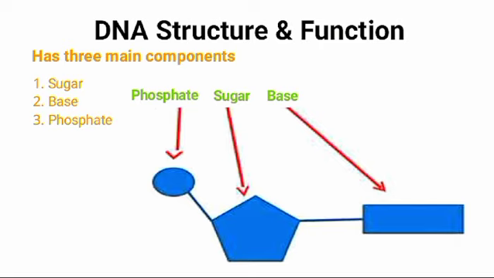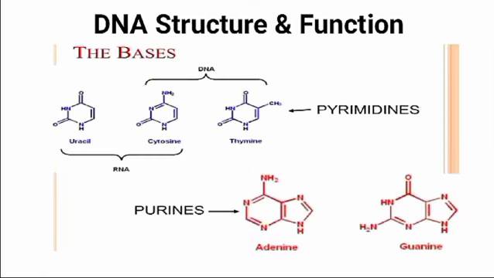DNA has three main components: deoxyribose, that is a pentose sugar, the bases, there are four different ones, and the phosphate. The bases are divided into two groups, pyrimidines and purines. Pyrimidines are made of one six-member ring, that is thymine and cytosine, and purines are made of a six-member ring fused to a five-member ring, that is adenine and guanine.